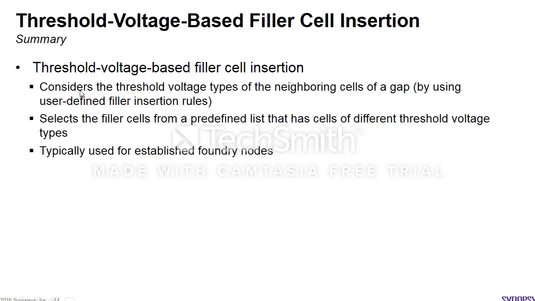Okay, and here is the summary of this part. We consider the threshold voltage type of the neighboring cells of a gap. This is user input, and we will select feeder cells from the predefined list to fill the gap. The typical list depends on which boundary node.